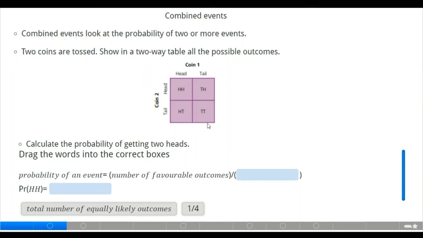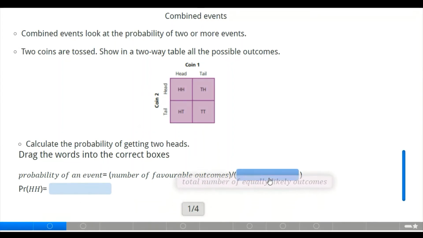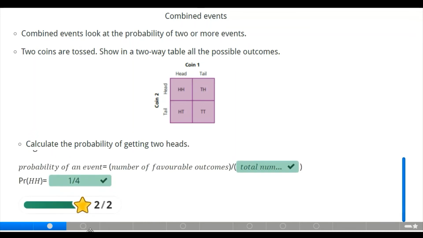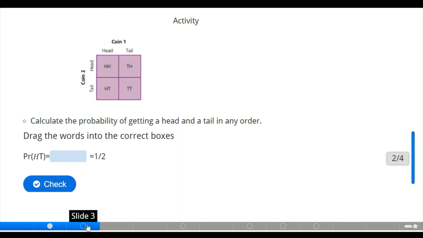Okay, so now we said that the probability of an event is the number of favorable outcomes over the total number of outcomes, and the probability of getting two heads, which is just 1, is 1/4. So let's check and see what we have. Now let's look at the next activity here. We are still having the coin and the head.